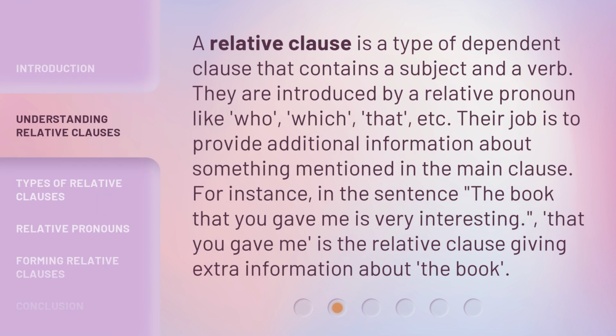A relative clause is a type of dependent clause that contains a subject and a verb. They are introduced by a relative pronoun like who, which, that, etc. Their job is to provide additional information about something mentioned in the main clause. For instance, in the sentence, "The book that you gave me is very interesting," that you gave me is the relative clause giving extra information about the book.